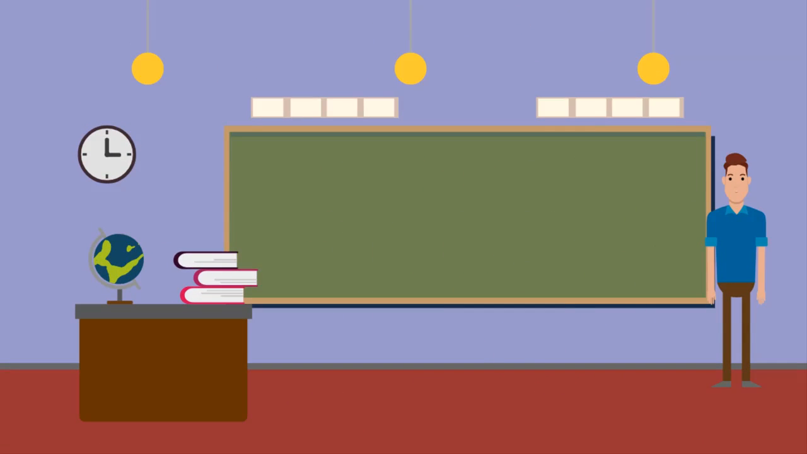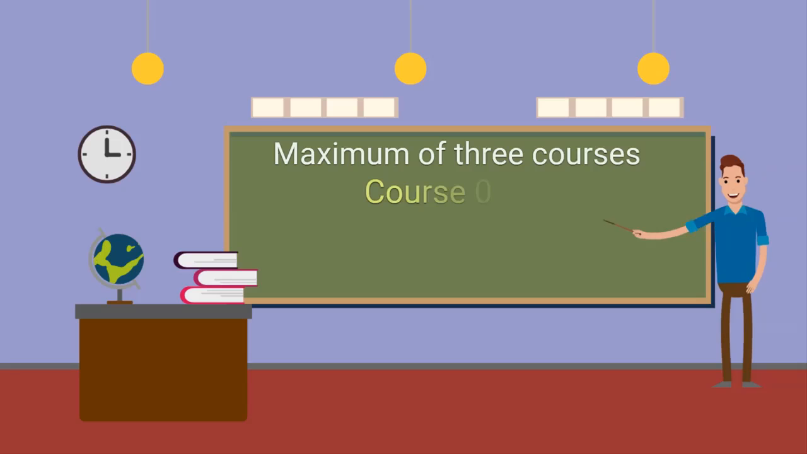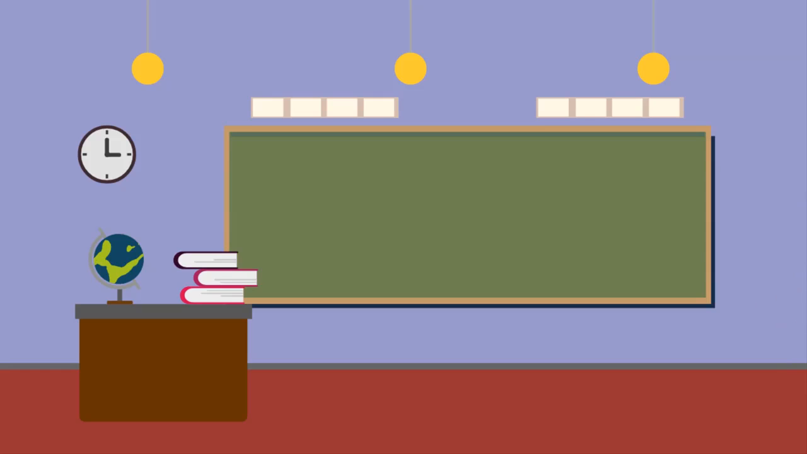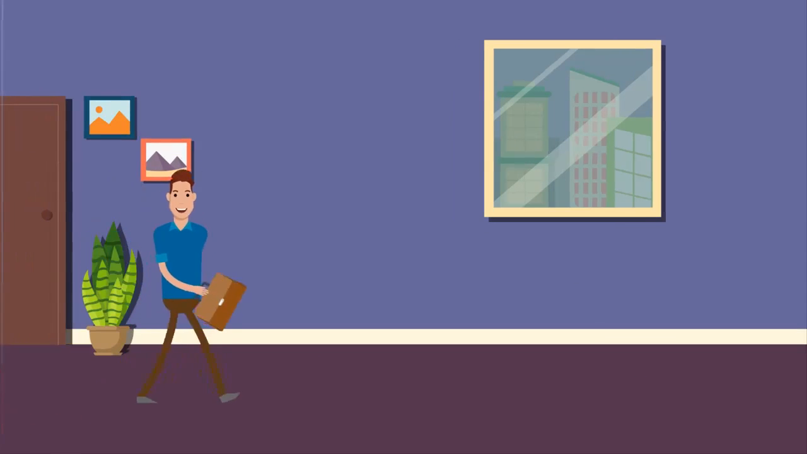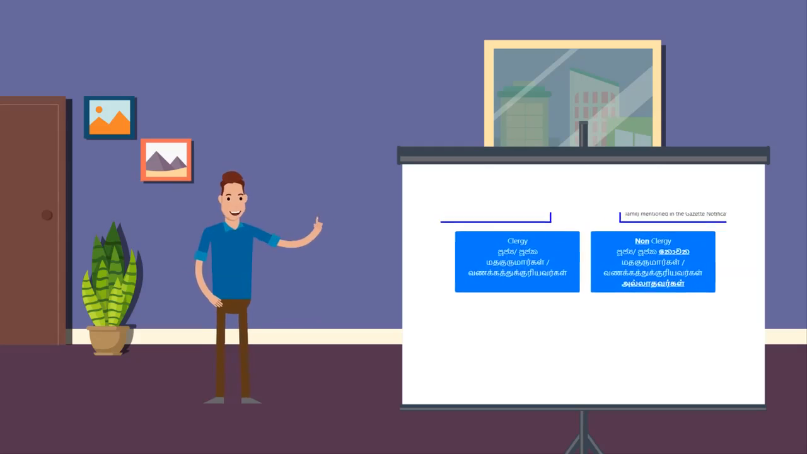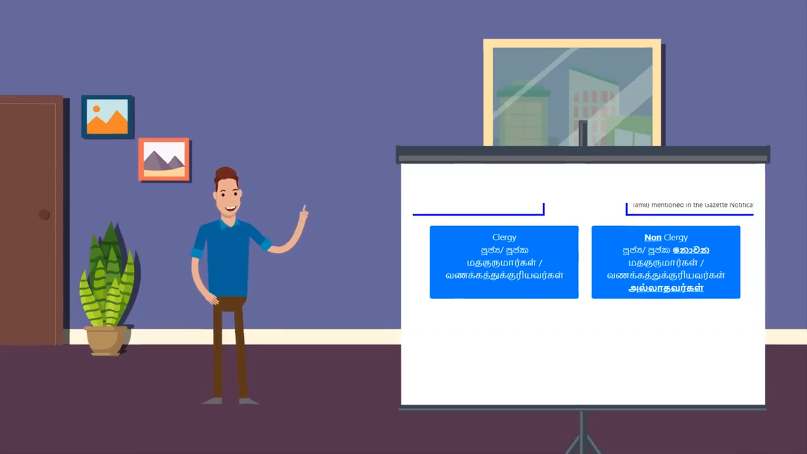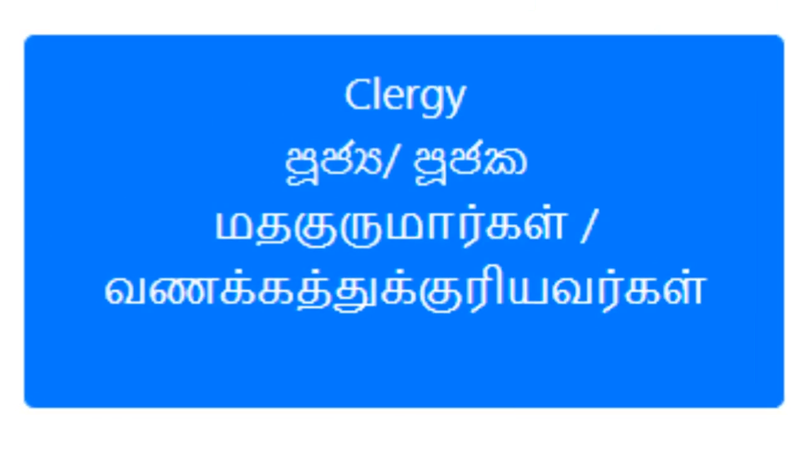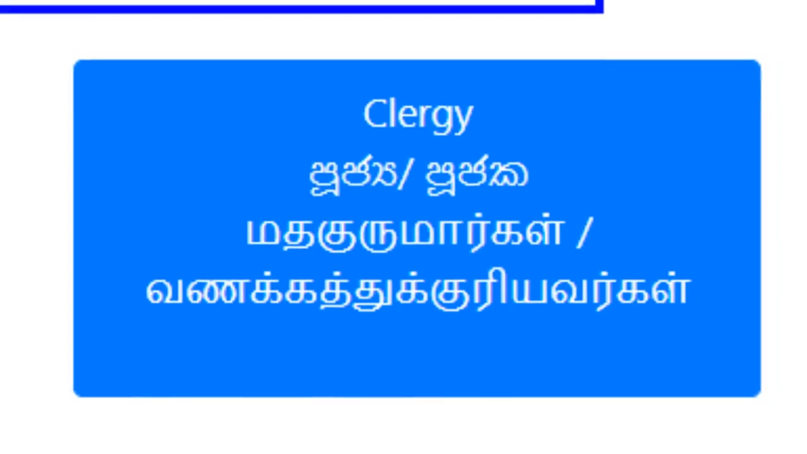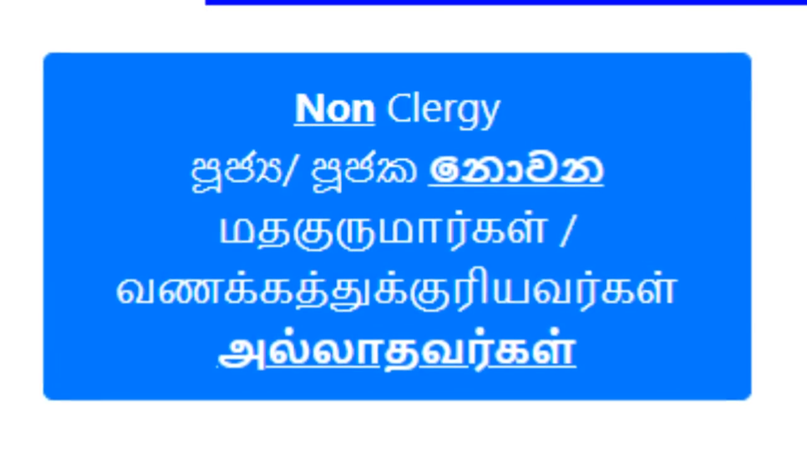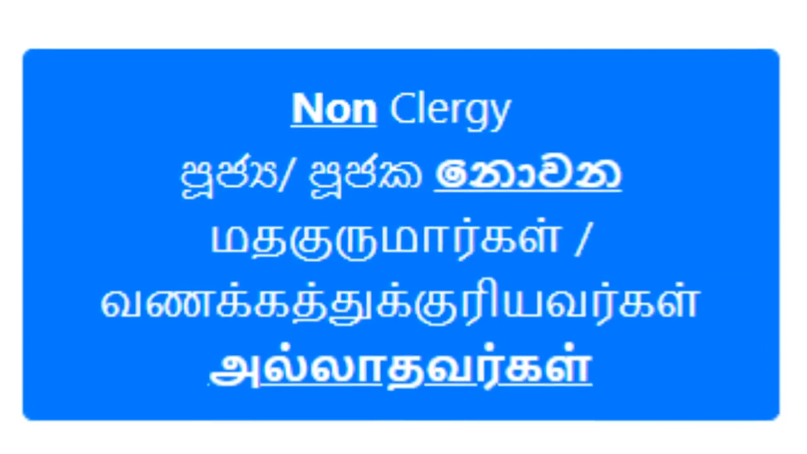According to the Gazette notification, each applicant can apply for a maximum of 3 courses, according to his or her qualifications. At the very beginning of the process, there are 2 sections for applying online. Namely, clergy and non-clergy. Accordingly, all the clergy who apply for religious courses should go to the section referred to as clergy and apply. All lay candidates applying for any course should go to the non-clergy section and apply.